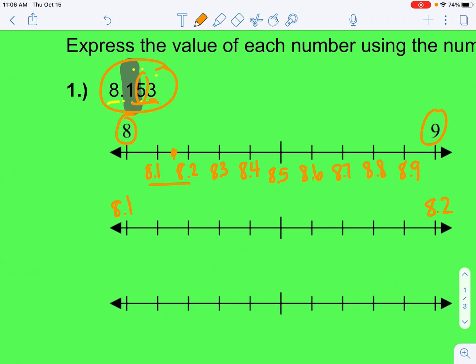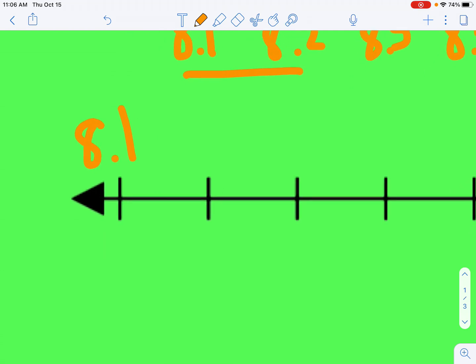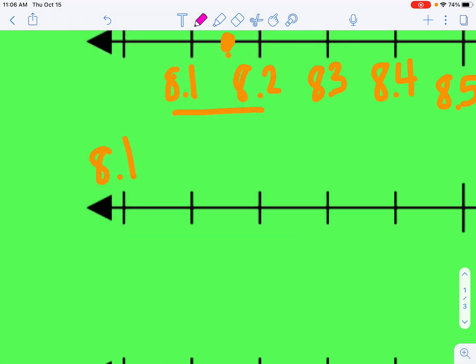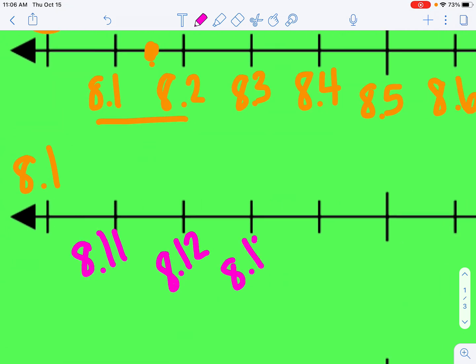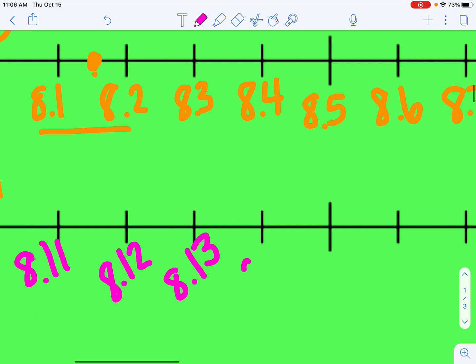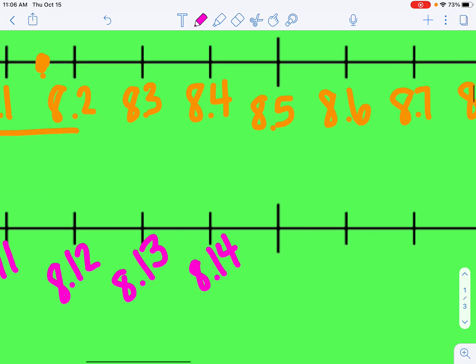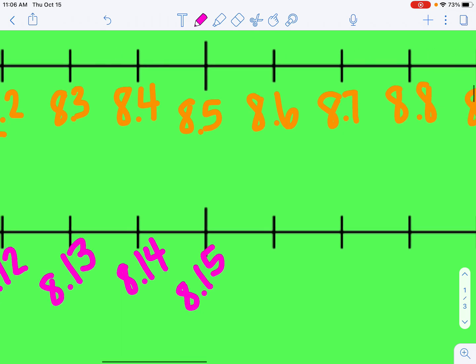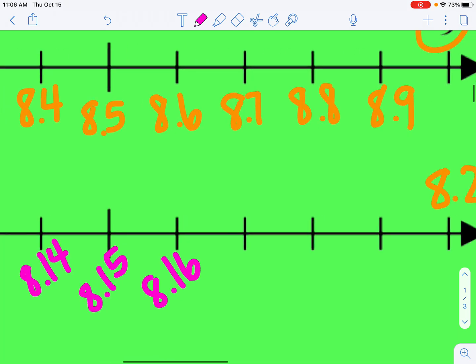Alright, so that means we need to label now our hundredths. So this right here is 8 and 1/10. So right here, let me change colors, would be 8 and 11 hundredths. Okay, this right here would be 8 and 12 hundredths. This would be 8 and 13 hundredths. 8 and 14 hundredths. 8 and 15 hundredths. All the way until we get to 8 and 2/10.